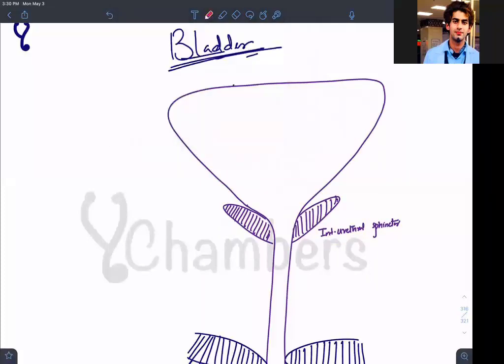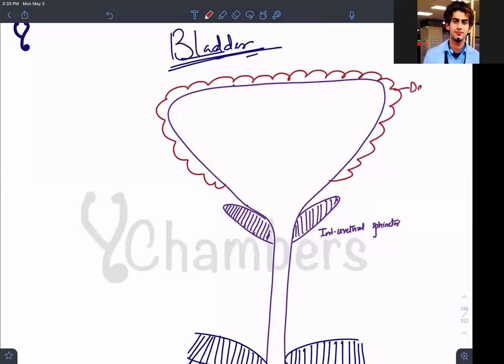Now you have muscles around this. You have a muscular layer that is called the detrusor muscle. I will relate everything you need in the pharmacology. Definitely, it will help you. Fine. Now, what receptors are mostly present on this muscle?